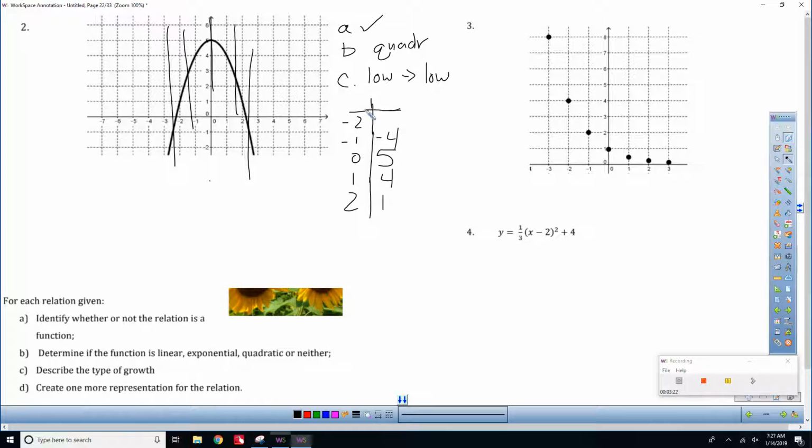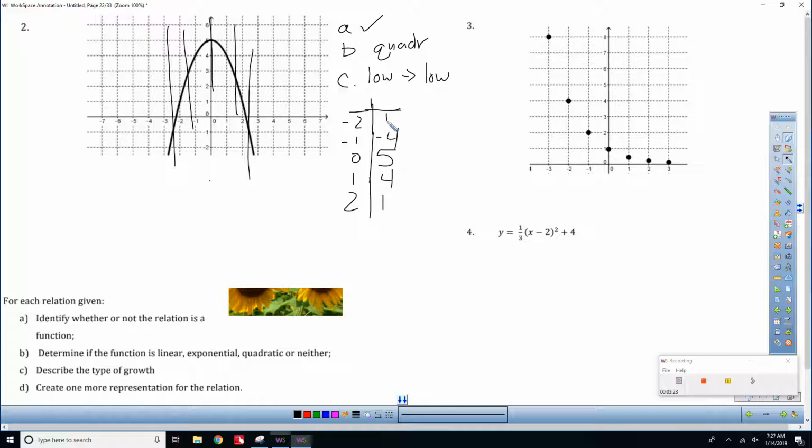Now, I could come up with an equation with that, and I believe that equation would be, let's see, it's definitely -x squared plus 5, is that what it is? I think that's what it would be. Okay.